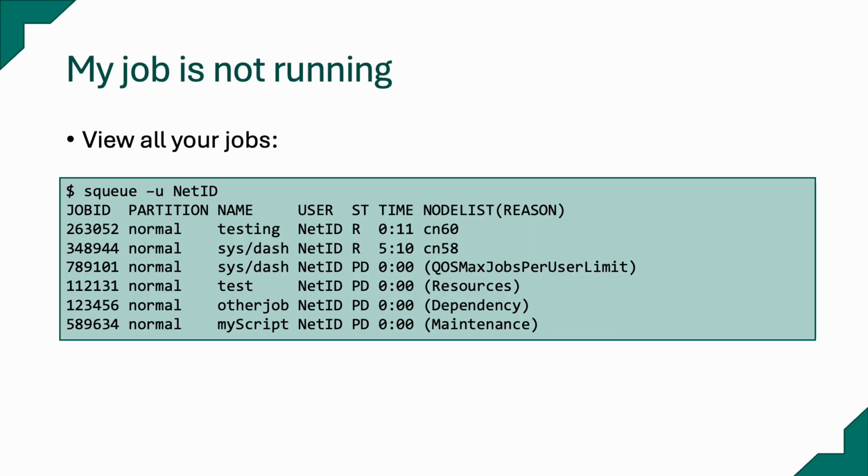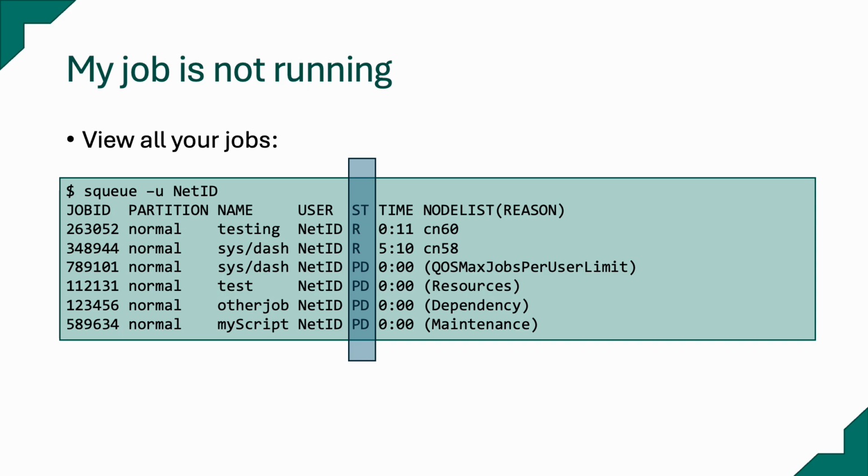We will start with the SQ command. This command will help you diagnose why a job might not be running. It allows you to view information about all your jobs that are running or queued. Let's look at the output of this command.